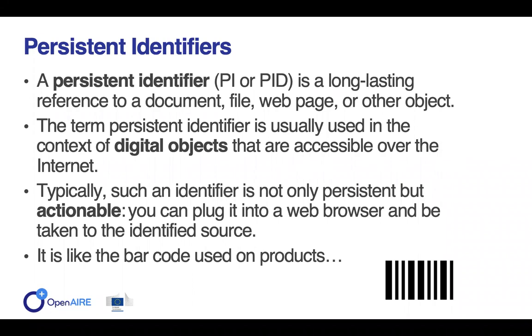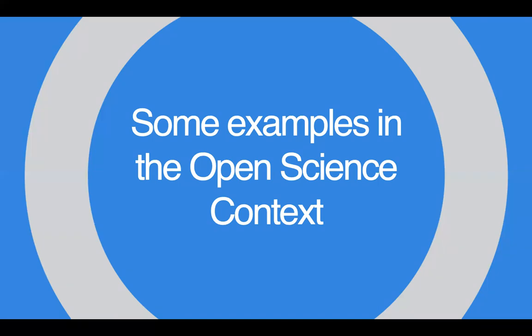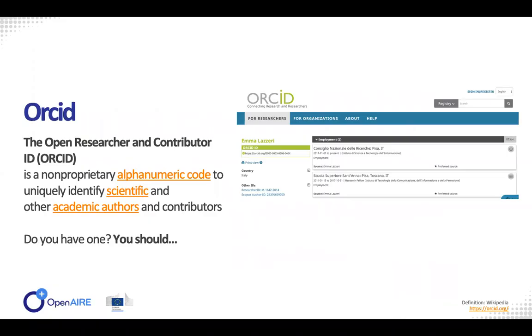This is usually a term that we use in the context of the digital objects that are accessible over the internet. And typically, for this reason, the identifiers are not only persistent, but also actionable. What it means is that you can plug it into a web browser and be taken directly to the identified source. Some examples in the open science context are the ORCID ID. This is an alphanumeric code that uniquely identifies scientific or other academic authors or contributors.